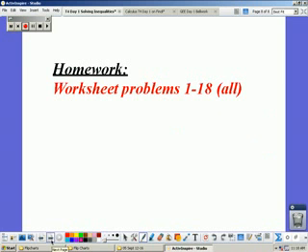Okay, this is your homework. I'm going to give you a worksheet, and you'll do this for the rest of the hour. It's 1 through 18 all.